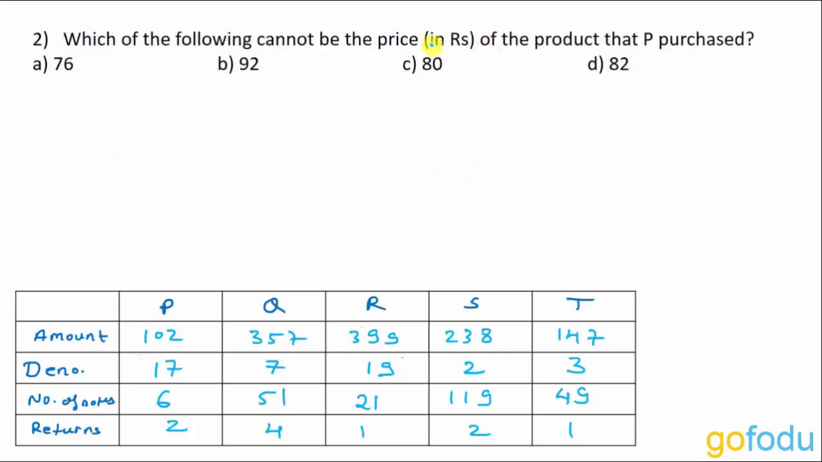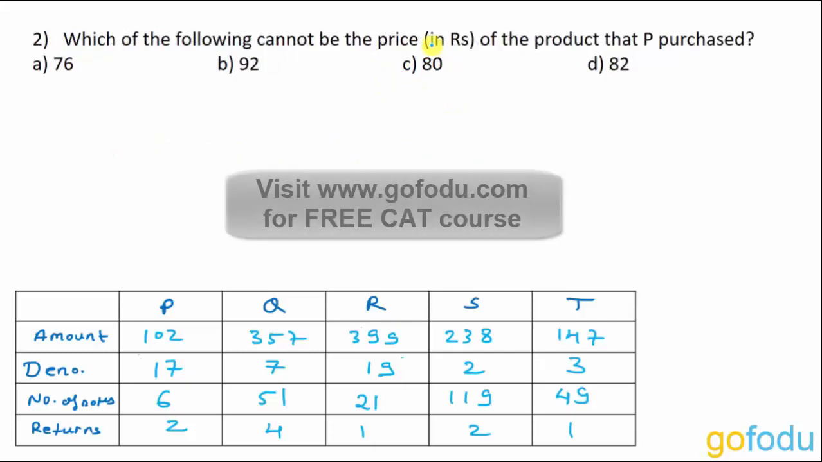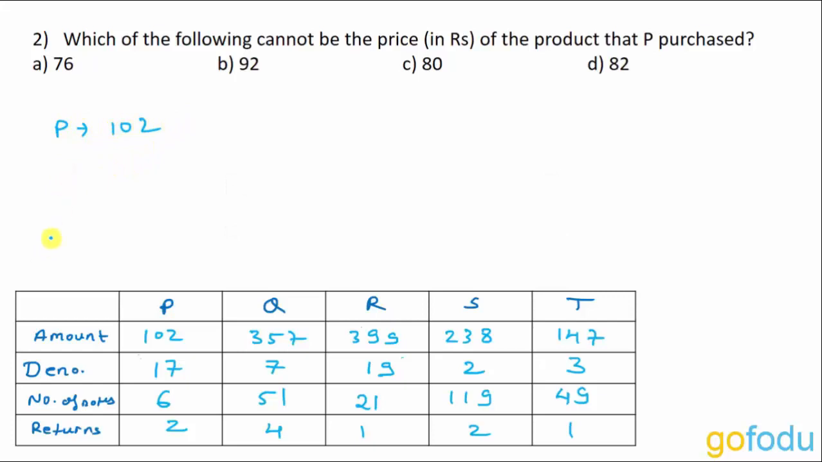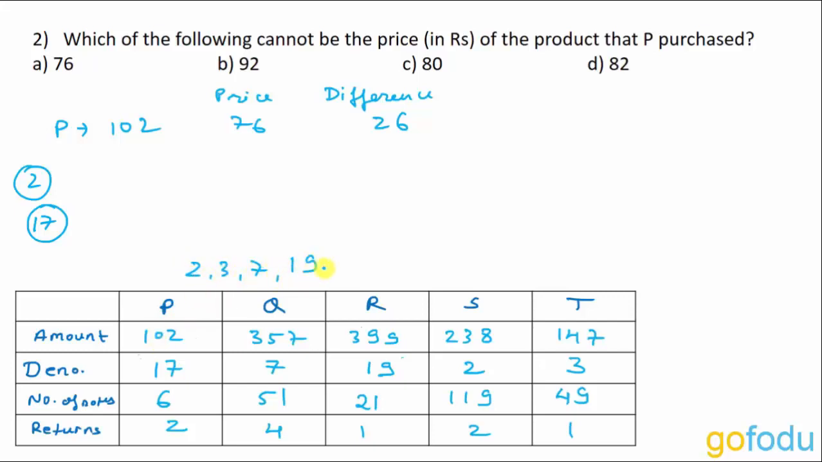Next question. Which of the following cannot be the price of the product that P purchased? Okay. So P paid 102 rupees to the shopkeeper and he got 2 notes in return. And the denomination that P paid was 17. So he cannot get a 17 rupees note in return from the shopkeeper. Now let's look at the possible prices and the differences. So the price is 76 and difference is 26. Let's write all the possible denominations. 2, 3, 7, 17 is not possible, 19.